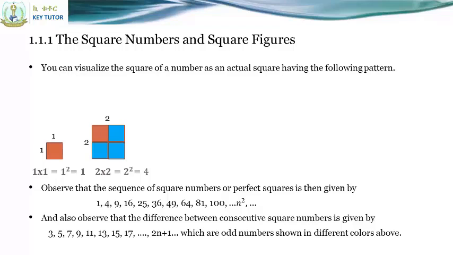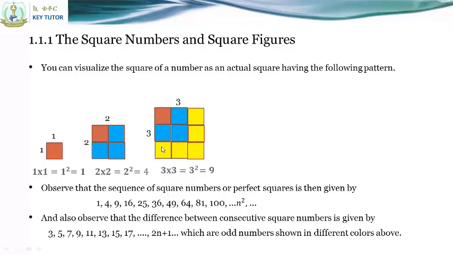Now you see there are squares with a blue color and also the previous square with a red color. These 3 blue color squares were added onto the 1 unit red color square to give us a 4 unit square figure. Let's see a 3 by 3 unit square figure which has an area of 9 square units. Now you can still observe that we have added 5 more squares onto the previous 4 squares to get a 9 square unit figure.